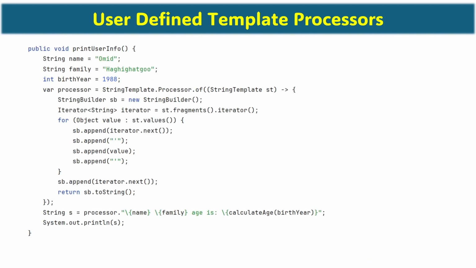By using the fragments and values methods, we can easily create an interpolating template processor by passing a lambda expression to the static factory method StringTemplate.Processor.of. In this example, we made this interpolating template processor more efficient by building up its result from fragments and values, taking advantage of the fact that every template represents an alternating sequence of fragments and values.